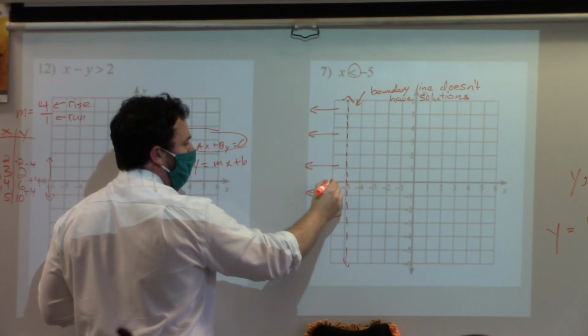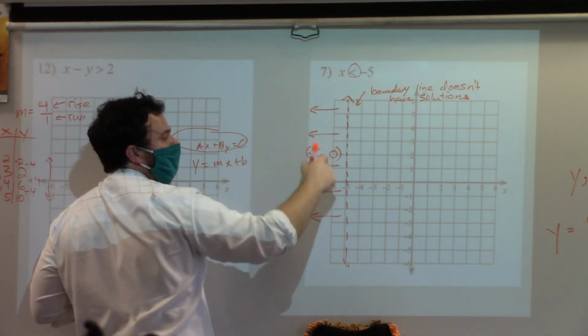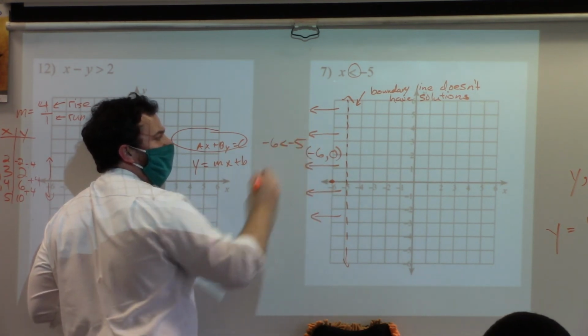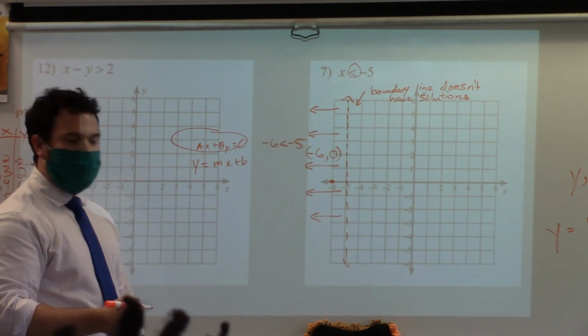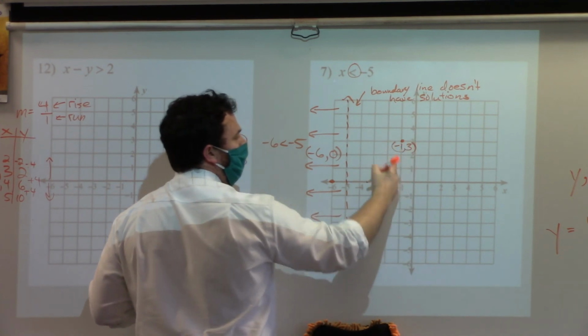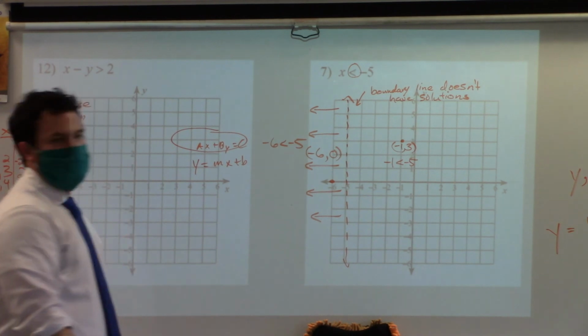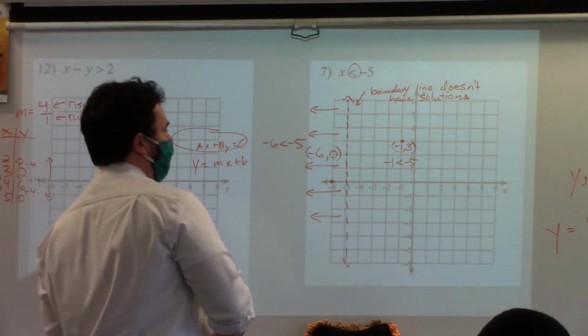Notice if I pick this point right here, -6, 0. Does it matter what the y value is? No. Just -6 is less than -5. Is that true? Yes. Am I shading solutions? Yes. If I look over here, it's -1, 3. Again, x is -1. Is -1 less than -5? No. So that is false. Right, so we shade the solutions and we do not shade things that do not make the inequality true.